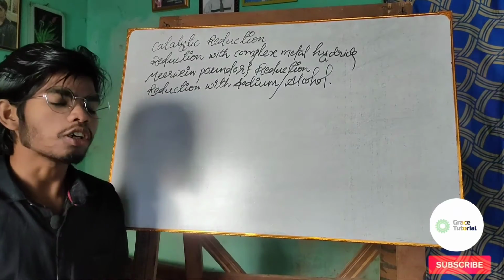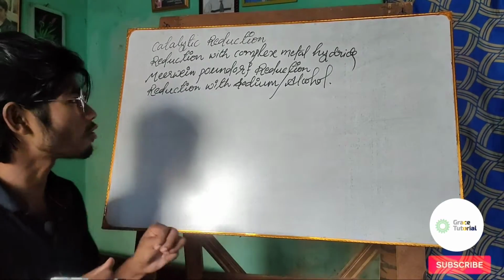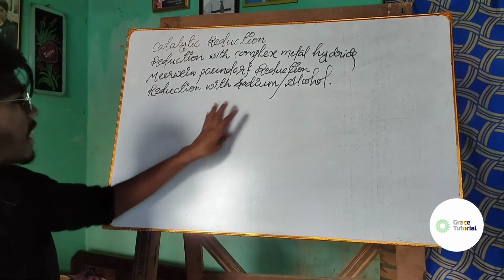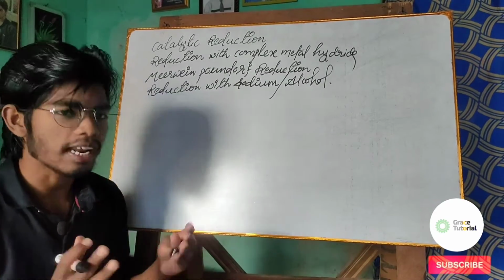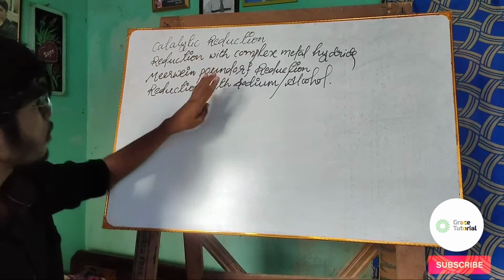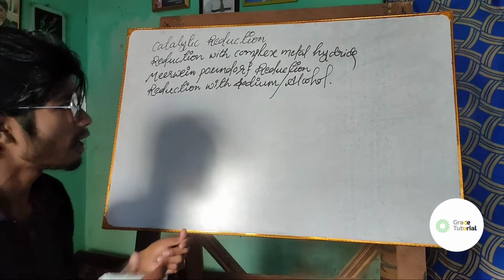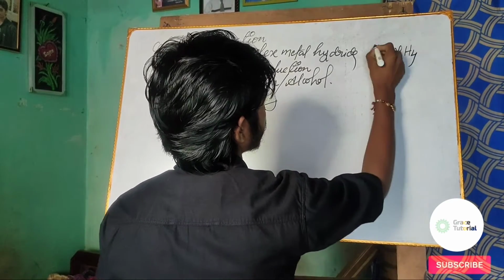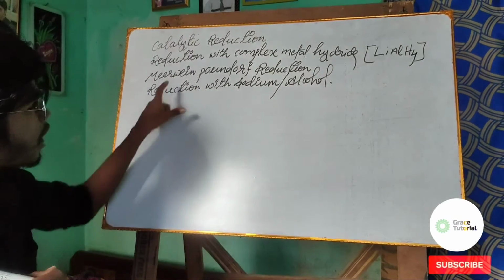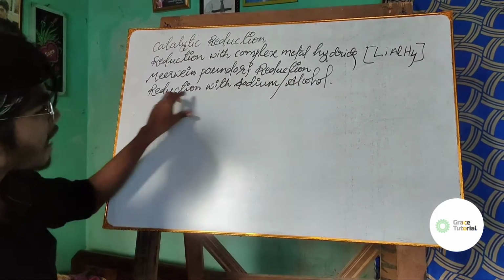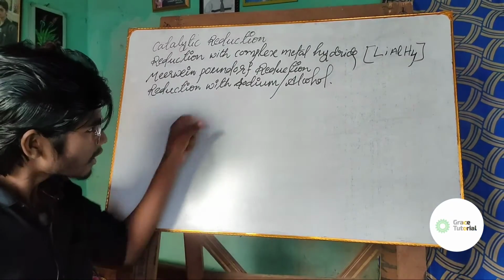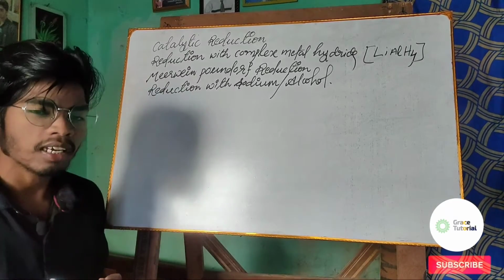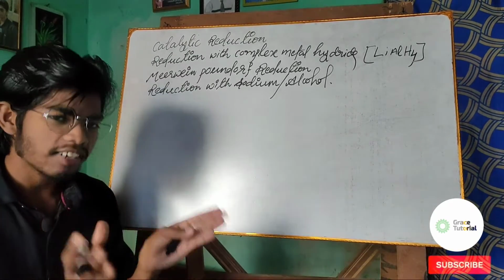So in the previous lecture, we had discussed the reduction to alcohols. That means when the aldehydes and ketones are reduced by these various methods, alcohols are obtained. We have the catalytic reduction, reduction with complex metal hydrides like lithium aluminum hydride, and Meerwein-Ponndorf reduction, along with the reduction with sodium and alcohol. So all these are the methods in which the aldehydes and ketones are reduced to form alcohols. Let us look at some other reductions.